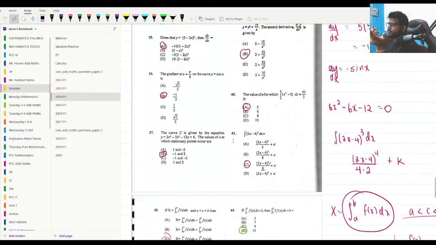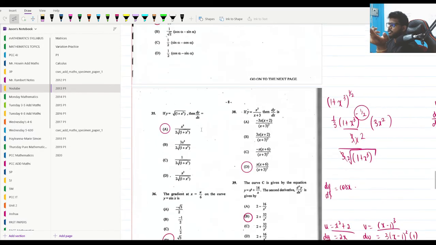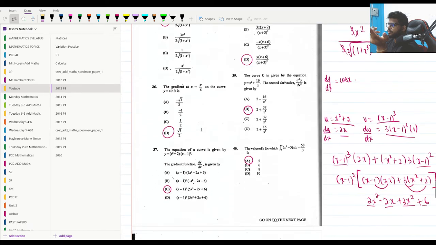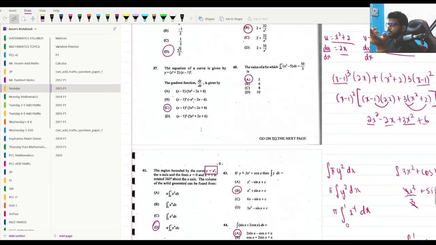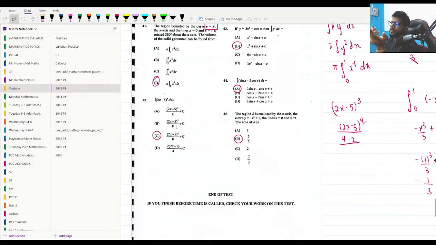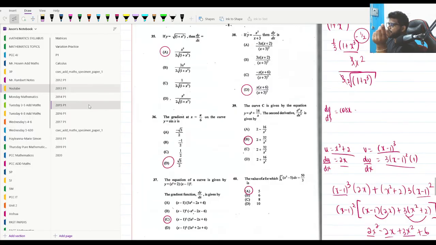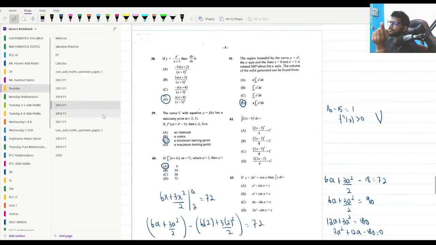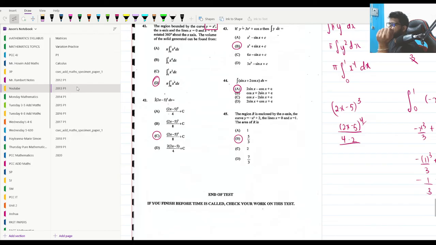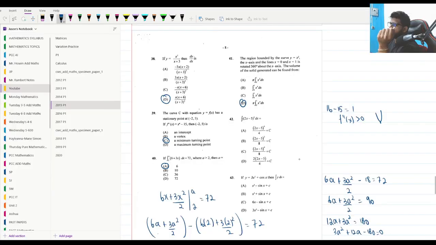Is it a repeat? Look here. Is it the integral of 2x minus 5 cubed dx? The integral of 2x minus 5 cubed dx is 2x minus 5 to the power 4 all over 8.